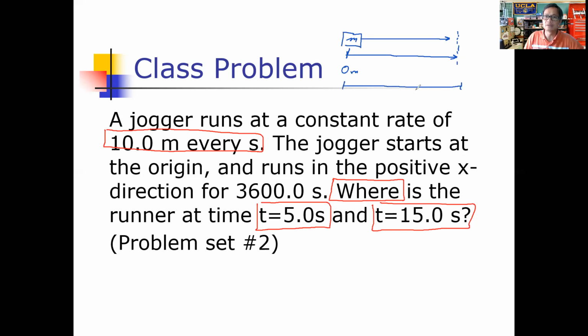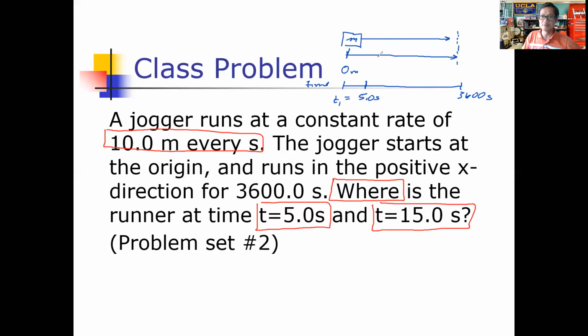We were told that he runs for a total time of, if we indicate time down here, this is the displacement, this is going to be 0, and this will be our time. So he runs for a total of 3,600 seconds. However, we're not asked to find how far he moves at the end of 3,600 seconds. We're asked to find how far he moves at the end of 5 seconds, and we'll call that t1.